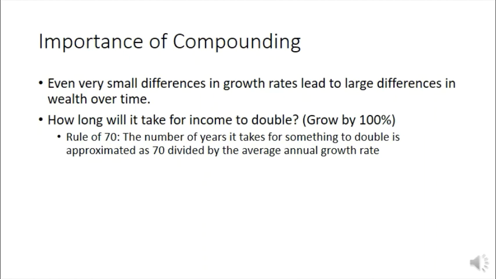But you'll notice that this difference between 0% and 2% doesn't seem that large, and what we're seeing is the importance of compounding. So even very small differences in growth rates can lead to large differences in economic wealth over time. Compounding means more today means much more in the future.